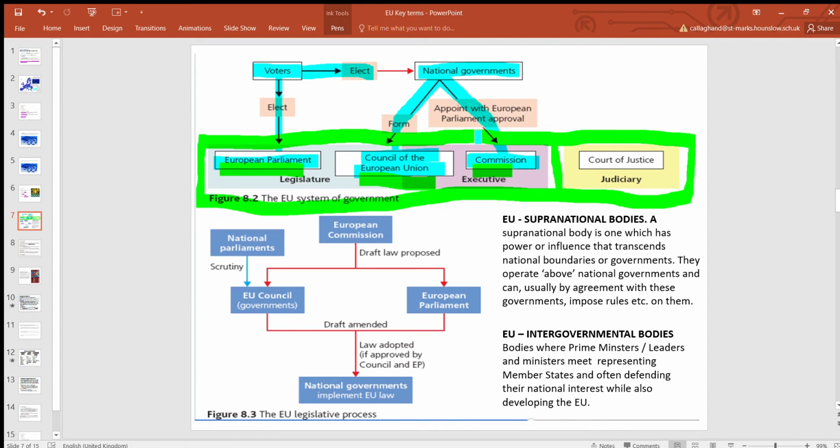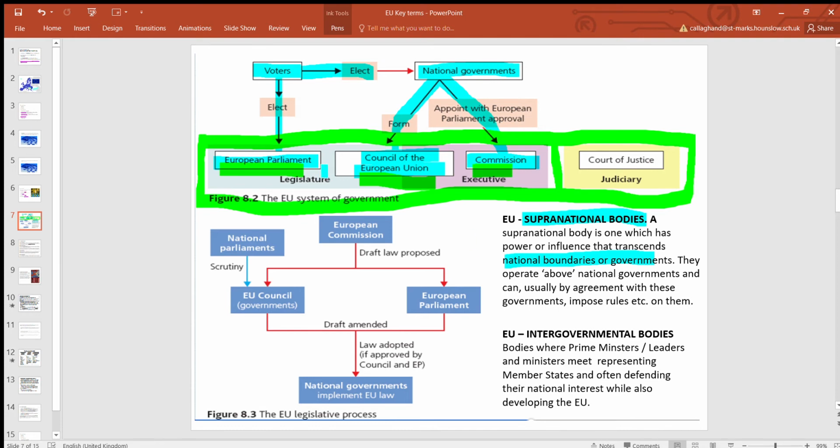And so that's how the EU structures. So the supranational bodies. A supranational body is a body which transcends or sits above national boundaries or governments. They operate above these governments and can, usually by agreement with these governments, impose rules on them. A different example would be the UN, or particularly the UN Security Council. It's a supranational body. It can impose decisions on the member states.